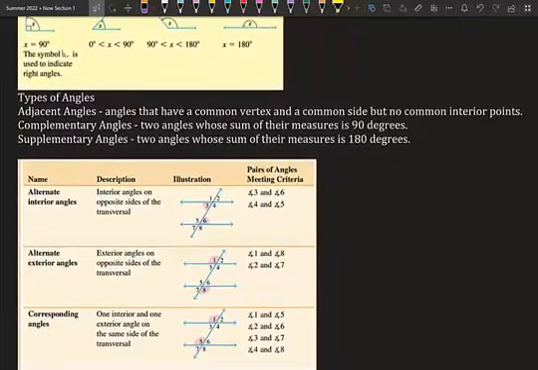Types of angles. Adjacent angles: angles that have a common vertex and a common side but no common interior points. Complementary angles: 2 angles whose sum of the measures is 90 degrees. Supplementary: 2 angles whose sum of the measures is 180 degrees. You might remember those 2 terms from geometry class.